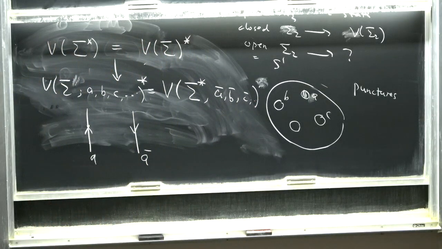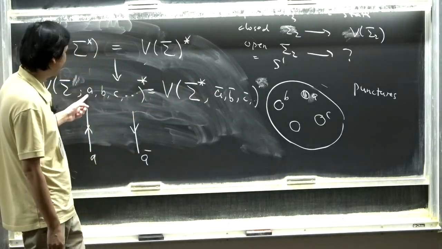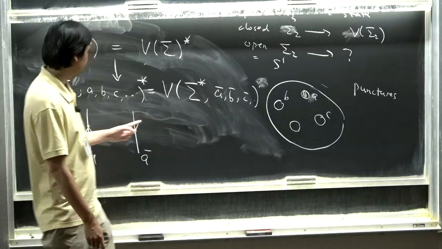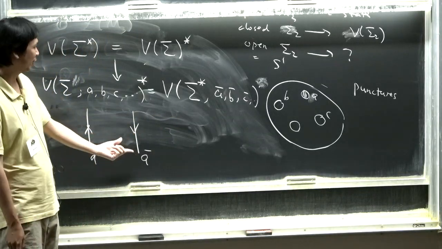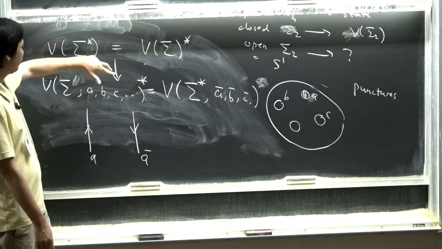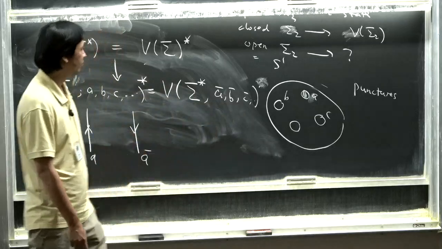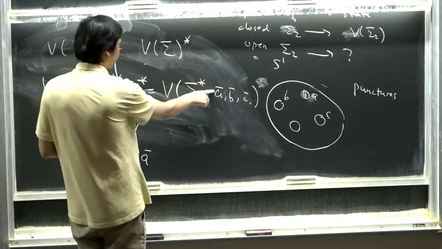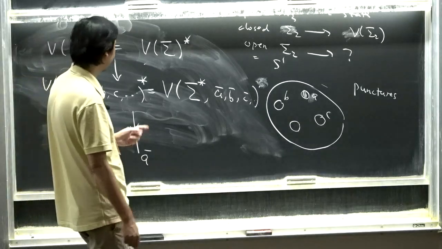So this is the additional structure on the set of labels, that each of them should have a dual, which just means you should be able to reverse the orientation of a Wilson line. And once you reverse the orientation of the entire manifold, we also reverse the orientation of these lines. So that structure is imposed on the category.